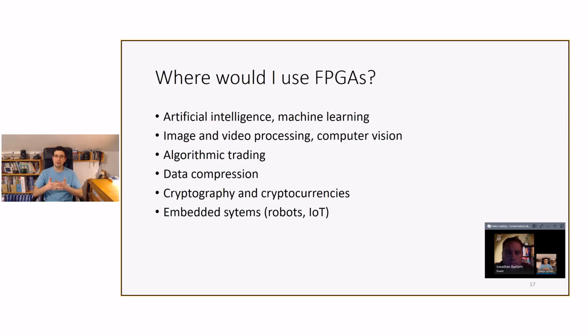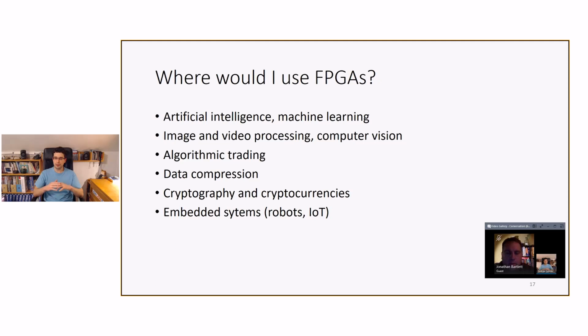Now, to give you a bit of an idea of where FPGAs are already used, here are a few examples. Not all of these have to do anything with Hastlayer, just FPGAs in general. AI and machine learning are where FPGAs are already used both for training and for execution. Image and video processing, as well as computer vision, are typical areas where the algorithms are highly parallelizable, thus quite suitable for FPGAs.